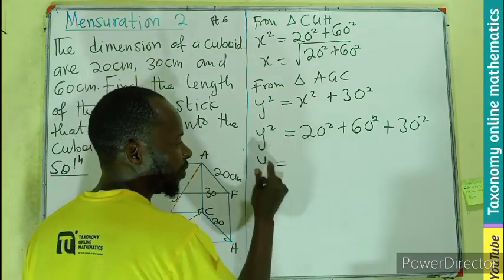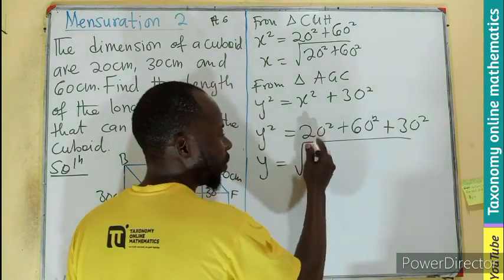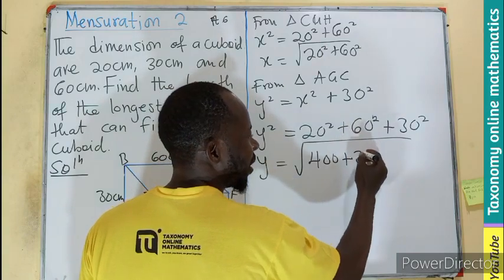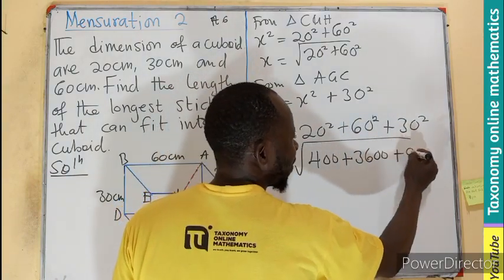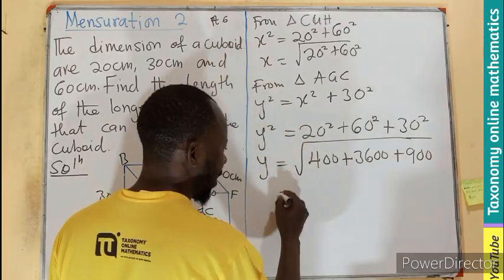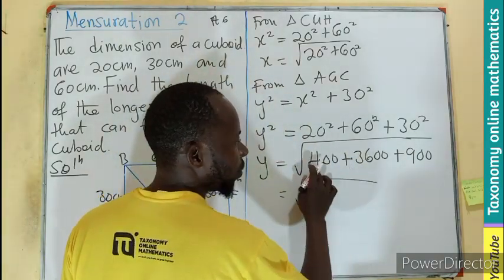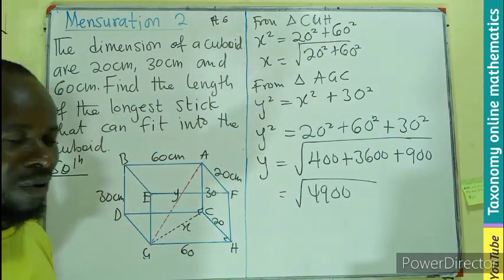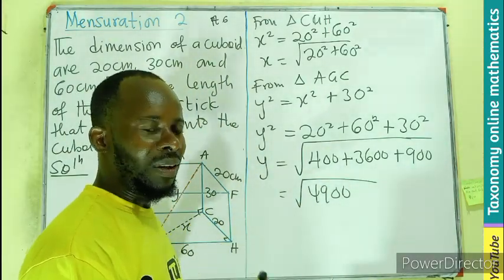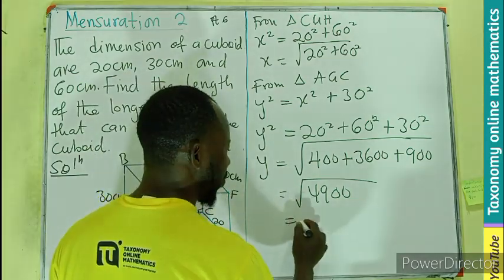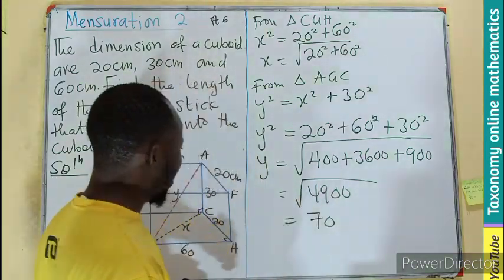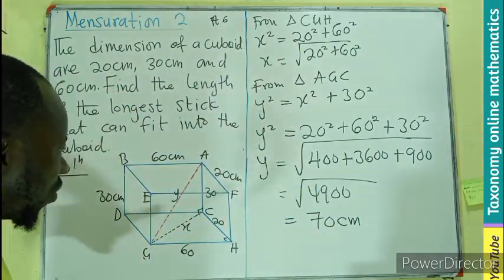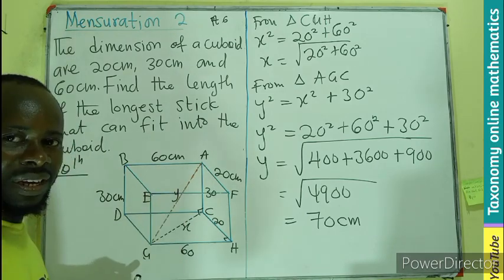So this becomes the root of 20 squared, which will be 400, plus 60 squared, which is 3,600, plus 900. And that will give us the root of 4,900, which we know 70 times 70 will give us. So that will give us what? 70. What is the dimension? Centimeter. Right? So the length of the longest stick that can fit into this is 70 centimeters.